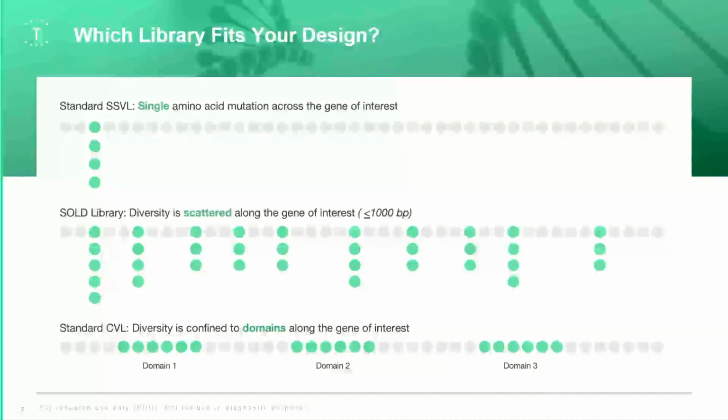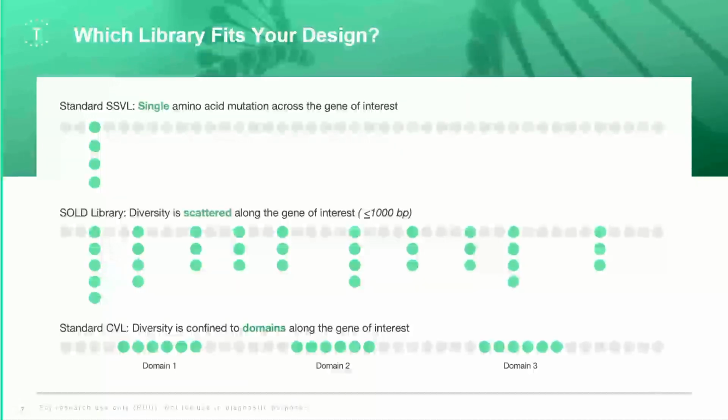We can build our SOLD library up to 10 to the 8 in terms of diversity. There is a restriction on length there. We can't really go above 1.5 kb because of the way in which we build that library. But by far the most popular library for antibody engineering, antibody discovery, even antibody optimization, is really our standard CVL library. That's our combinatorial variant library.